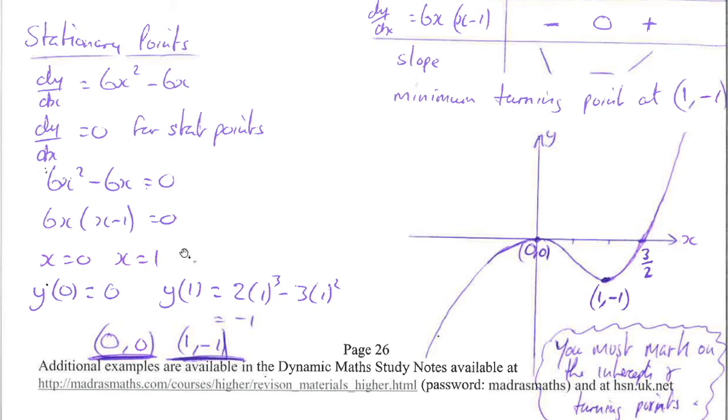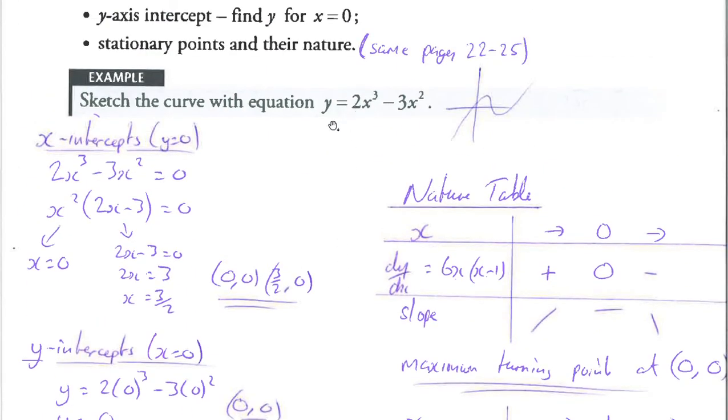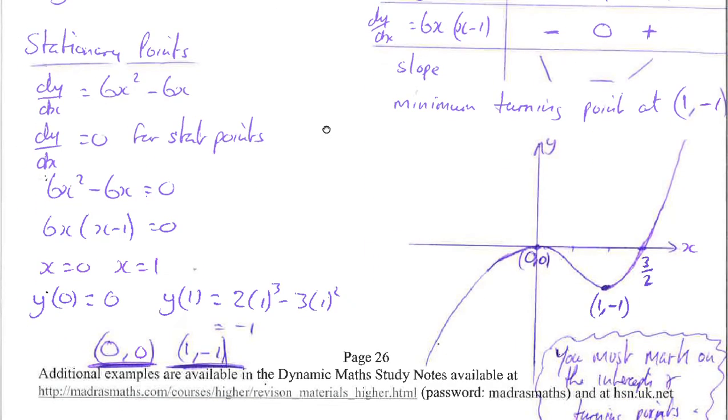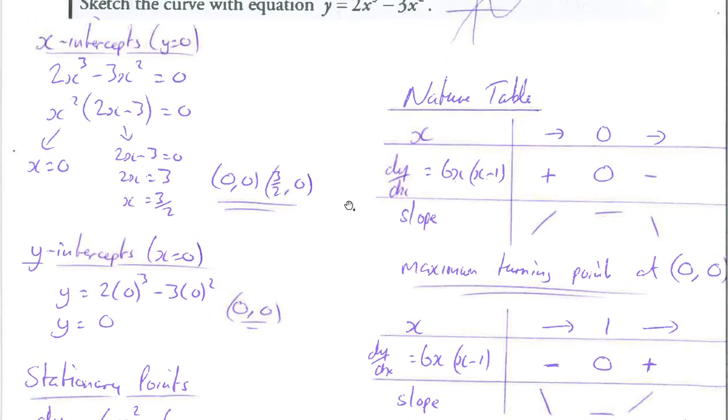We need to substitute back into the original equation to get the y-coordinates once we've done that. So substitute 0 in, into the original equation. That's definitely y equals we're substituting into. We're not substituting into dy/dx here. So substitute 0 in, we'll get 0, 0. If we substitute 1 in, we'll get 2 minus 3, which is negative 1. So we have stationary points at (0, 0) and at (1, negative 1). Next thing we need to do is to find the nature of those stationary points.